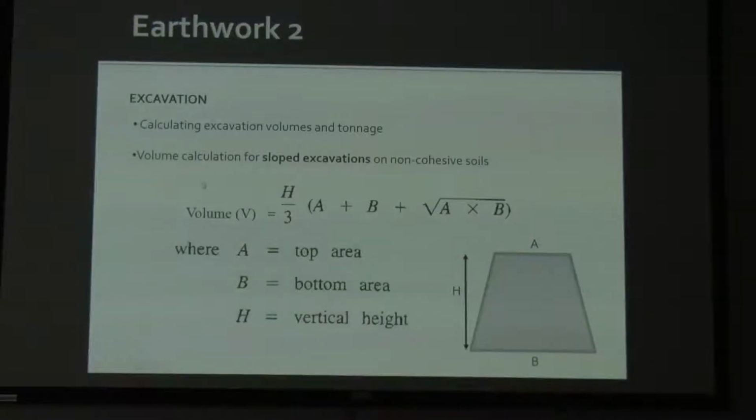In excavation, we've seen a similar formula earlier in another lecture. It says calculating the excavation volumes and tonnage. The volume calculation for a sloped excavation in non-cohesive soils: the volume V is equal to H over 3, which is the height, times A plus B plus the square root of A times B, where A is the top area, B is the bottom area, and H would be the vertical height. And we know how to calculate this vertical height by using the Pythagorean theorem, of course.